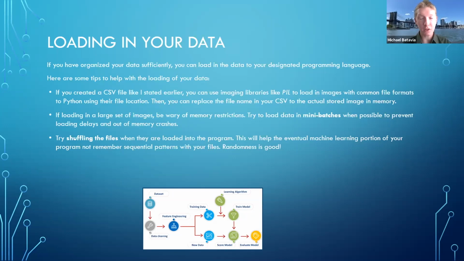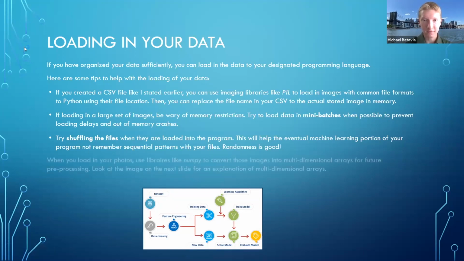So the idea is you shuffle the files when they're loaded into the program. So that way, instead of having a long string of benign tumor images, you might have benign tumor, malignant, malignant, malignant, malignant, benign. That way the computer won't get lazy and it'll be able to learn more patterns by being tested more often. And it's exactly what I wrote on the slide. It's not going to remember sequential patterns. Randomness is good. And here's kind of an illustration of the training process.